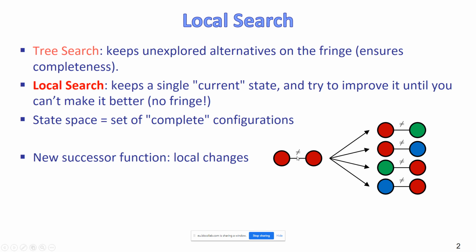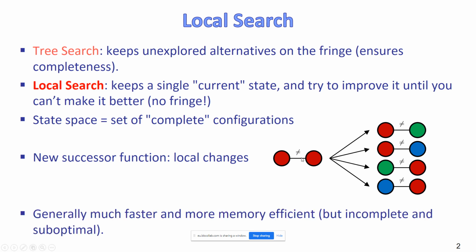So again, with this example, if we started with this assignment, then we have 4 next states with local changes. So we can change this to be green or blue, or we can change this to be green or blue, because of course we don't want to violate the constraint here.